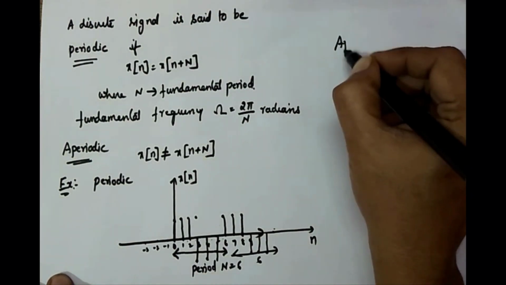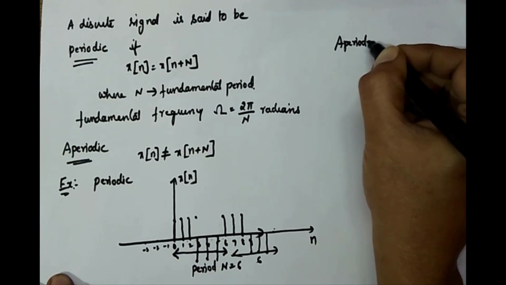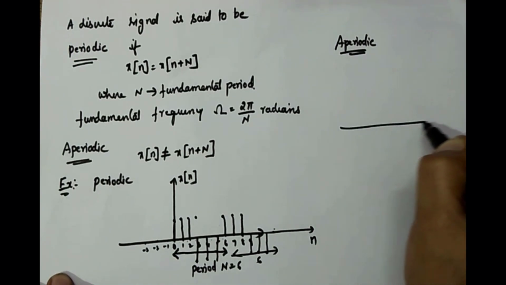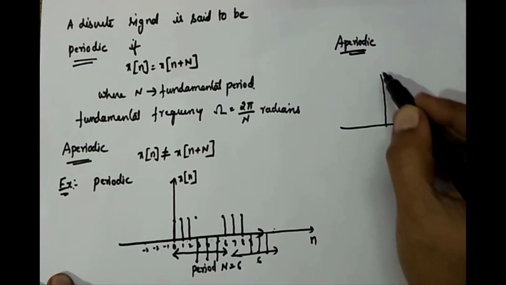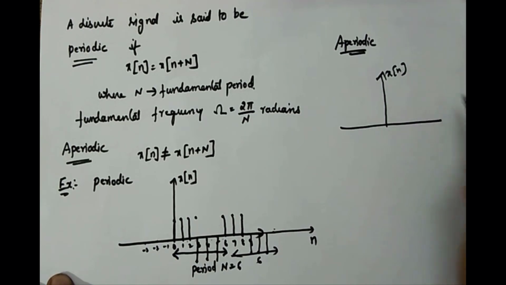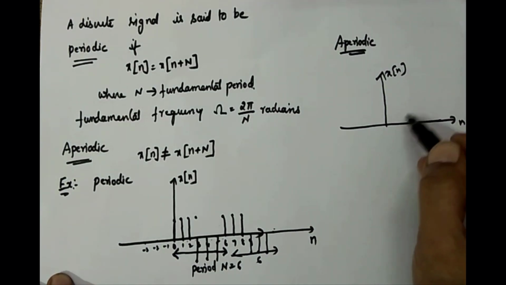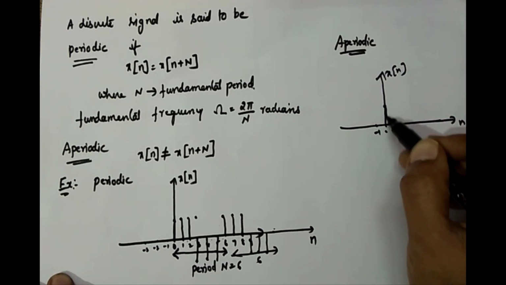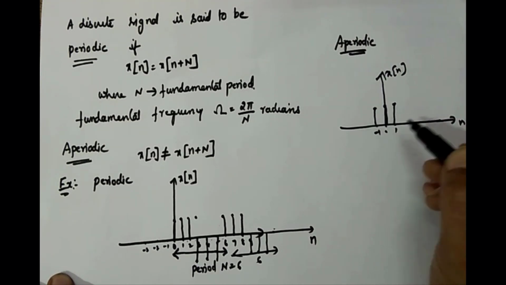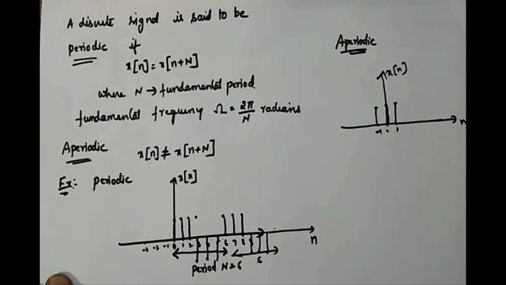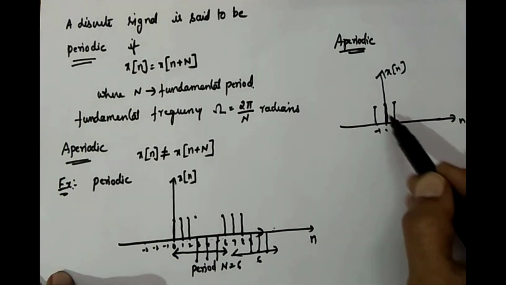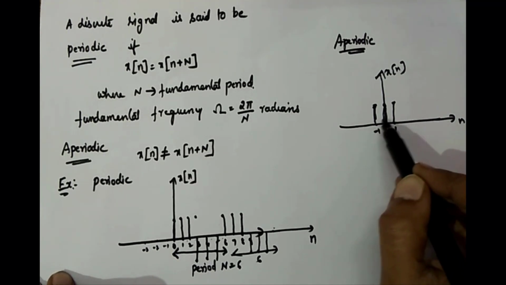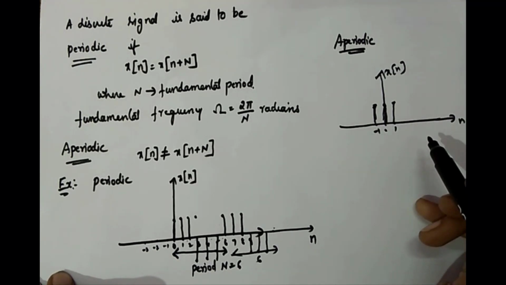Suppose you go for aperiodic, an example for aperiodic, this is n. See the sequence, it won't repeat. If you see the aperiodic signal or aperiodic sequence, the signal or sequence won't repeat.